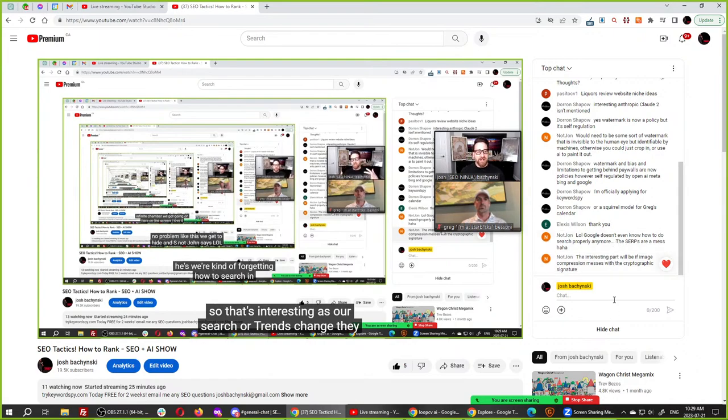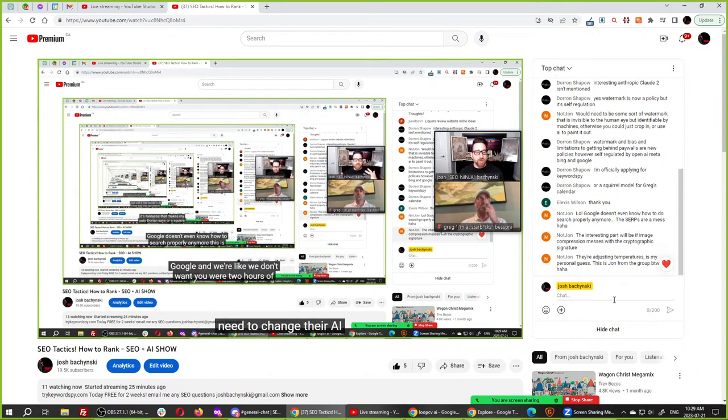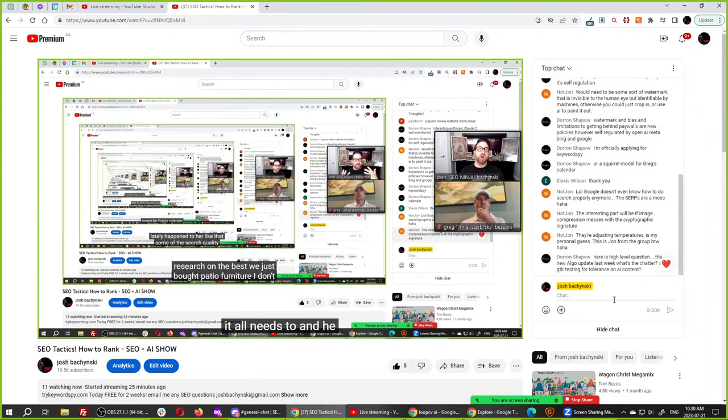Not John says, finally, the interesting part will be if image compression messes with the cryptographic signature. Yeah, it won't be hard to get rid of the cryptographic signature. You can compress it. You can upgrade it in an AI. You can downgrade it in an AI.